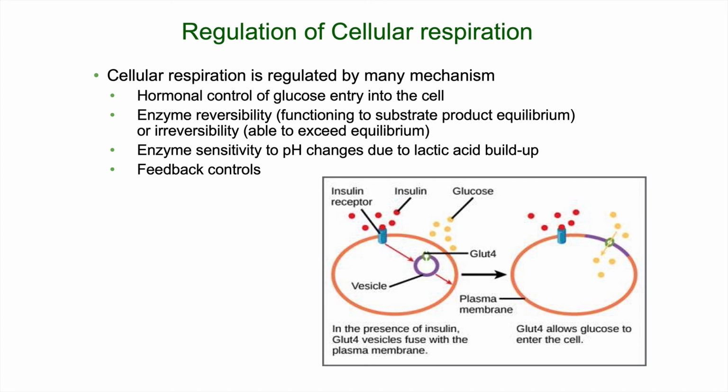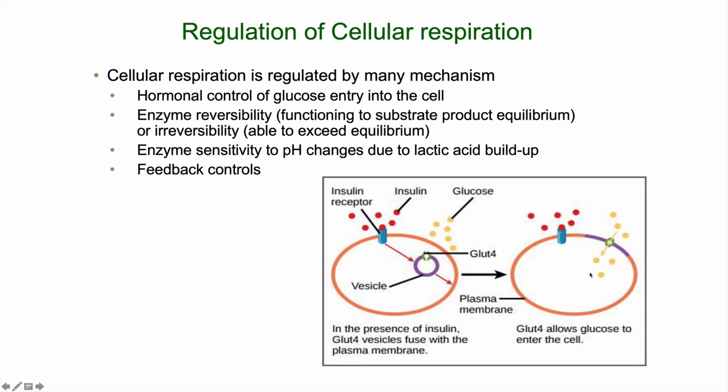One of the big ones is hormonal control. In our bodies, we have an endocrine system. And those of you going on to A&P later, you're going to learn a lot about that. But the endocrine system produces hormones, one of which is insulin. And insulin determines whether or not our cells can pull glucose out of the bloodstream. You have an insulin receptor. The insulin binds to it. That causes a vesicle to release a protein called GLUT4, or glucose transport protein 4, which then allows glucose into the cell.